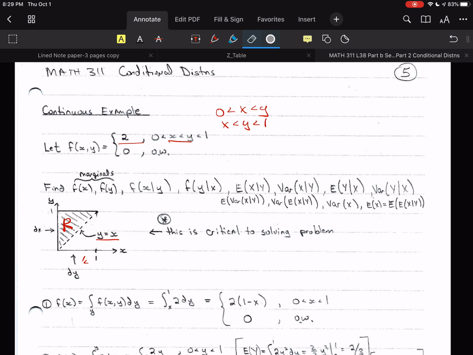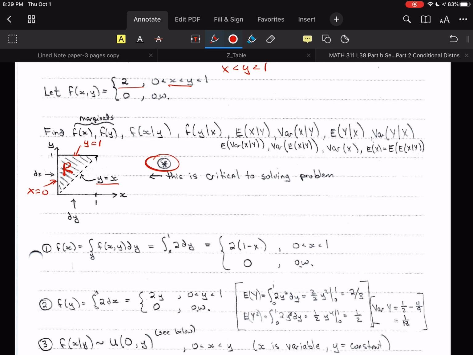Now, we need the boundaries for each side, and so here we have that this is x equals 0, and this line is y equals 1, and then we have y equals x as the dotted line. And as I mentioned here, of course, this is critical to solving the problem, having this joint range.